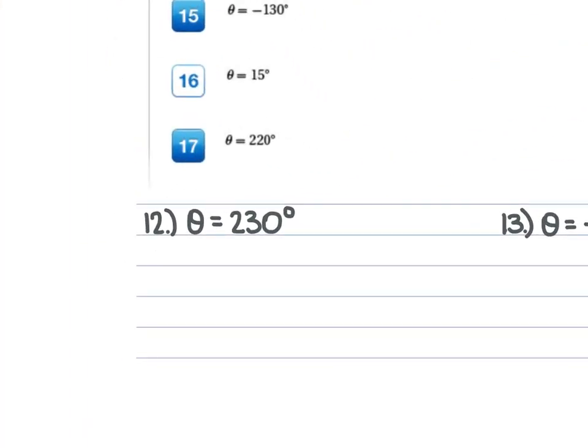For 12, we have 230 degrees. So I'm going to take the 230, and I'm going to subtract 180 from it to see if I get an acute angle. The 0 minus 0 is 0. The 3 turns into a 13. The 2 becomes a 1. 13 minus 8 is 5. 1 minus 1 is 0, so 50 degrees. That's an acute angle. I don't have to go any further.